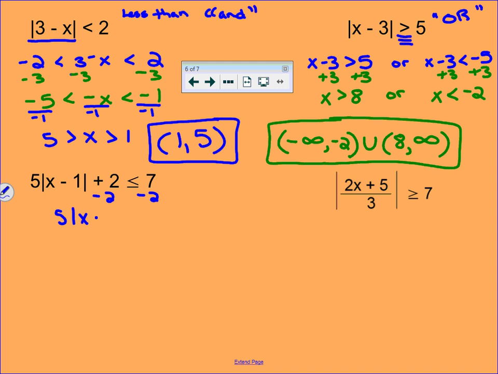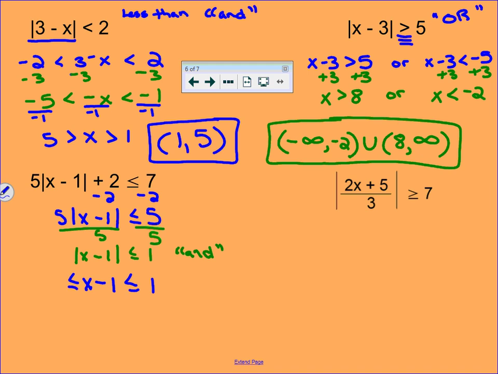5, absolute value of x minus 1 is less than or equal to 5. We divide both sides by 5, and now we get the absolute value of x minus 1 is less than or equal to 1. And now again, it's less than or equal to, so it's an "and" question. So that means we have to put this absolute value inside. So we have x minus 1 is less than, and in this case, or equal to 1. And then on the other side, negative 1 is less than or equal to x minus 1.